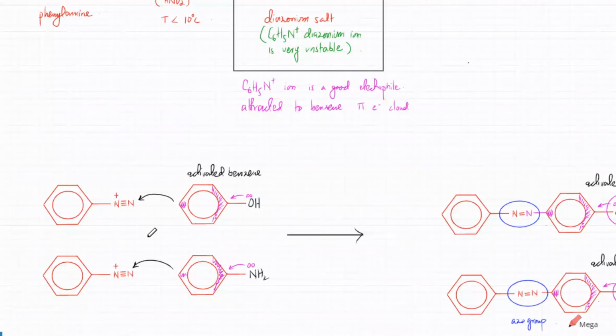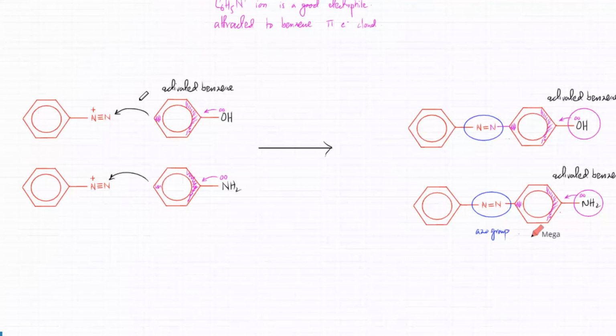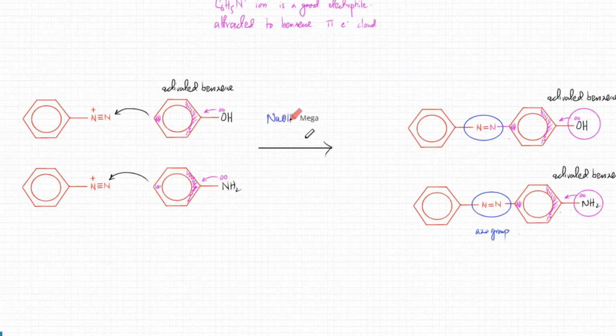So as soon as this is formed, this unstable ion is reacted with an activated benzene. It gets attracted to the electrons, goes and bonds with it, ends up forming this azo group that's in the middle. So the activated benzene belongs to either a phenol or a phenylamine. The conditions that are required for this reaction are NaOH aqueous, and the temperature's got to be less than 10.